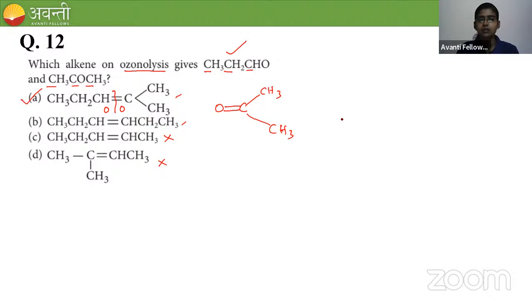So what are the products you will get from option B? Just break the double bond and add oxygen. So what you're getting is 2 moles of propanol, 2 moles of CH3CH2CH2OH. Okay, so 2 propanol we are getting from option B, even though it contains 6 carbon. Got it? So all these are very easy. Next we'll go for question number 13.